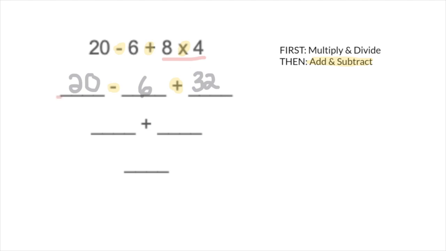So 20 minus 6 comes first, so we will do that. 20 minus 6 gives us 14. And then we will add, we'll bring down our 32. And then our last step, we just have addition. So we can go ahead and add 14 plus 32 gives us 46.